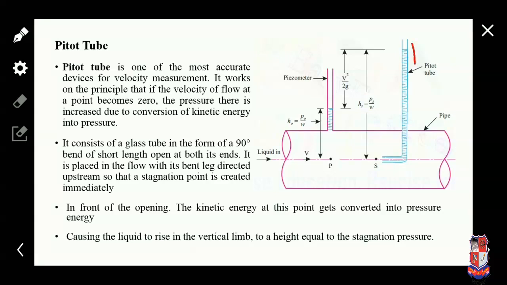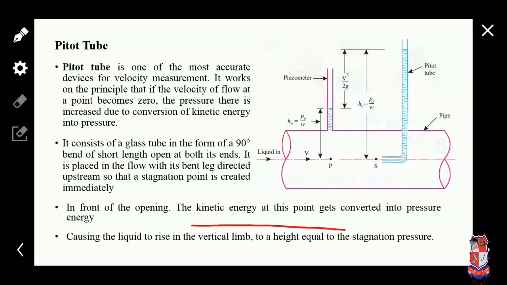The Pitot tube consists of a glass tube bent at 90 degrees, and the 90 degree bend is a short length and is open at both ends. It is placed in the flow with its bent leg directed upstream so that a stagnation point is created immediately, as shown in the figure. The S is the stagnation point.